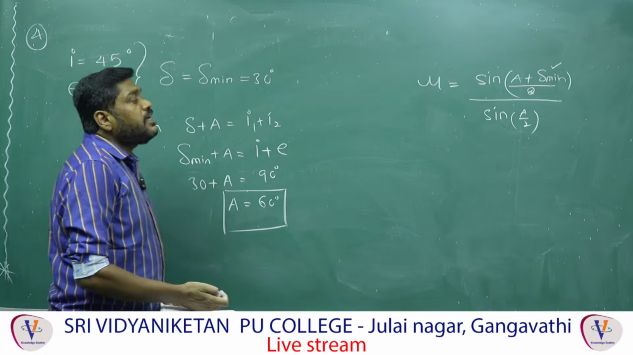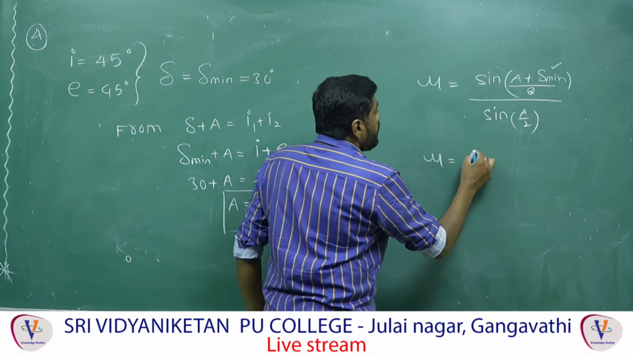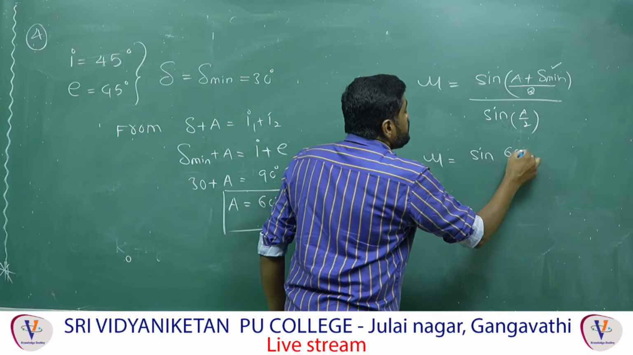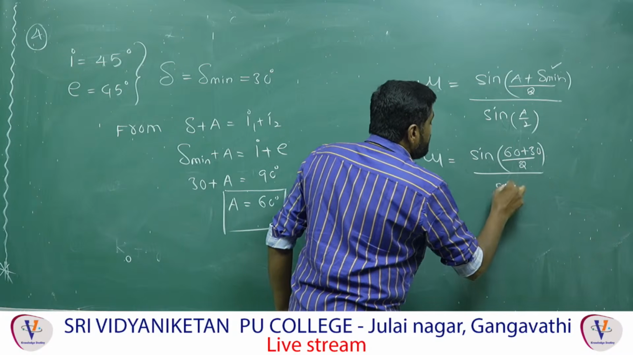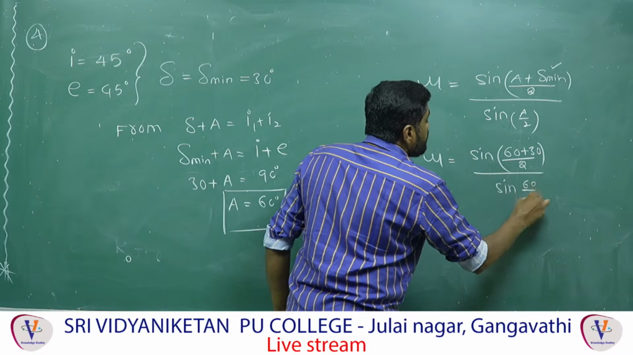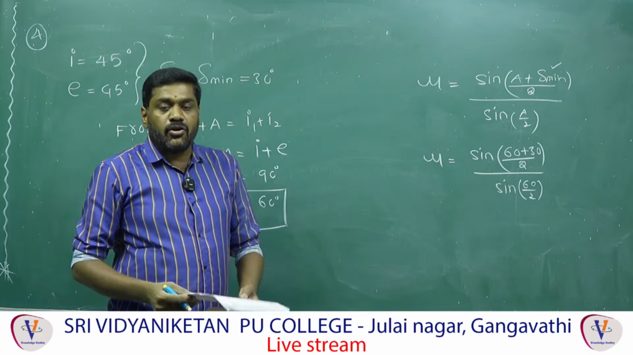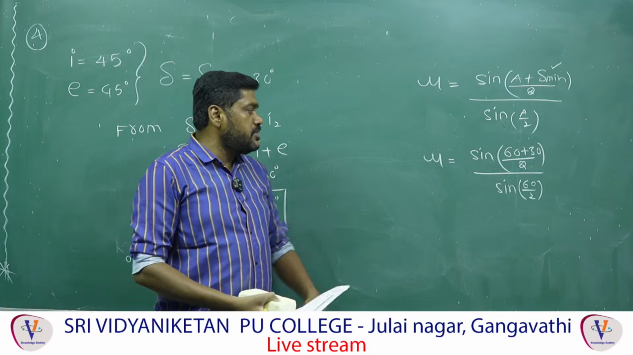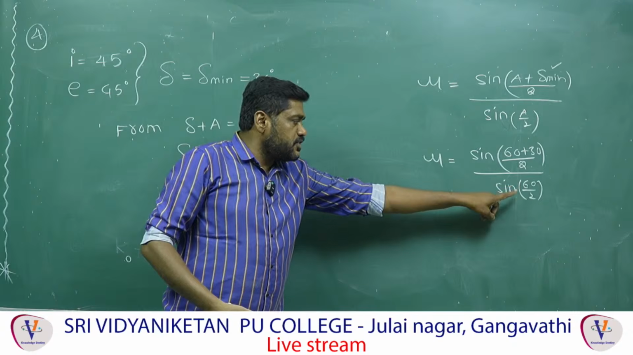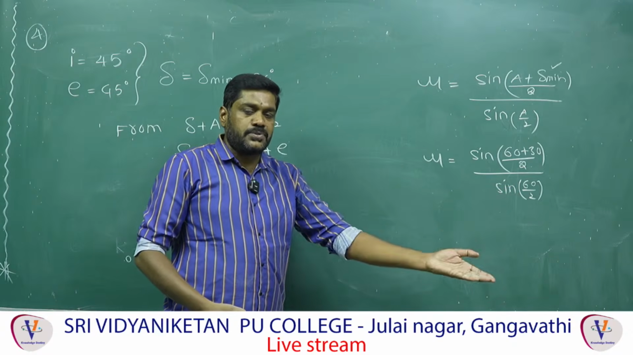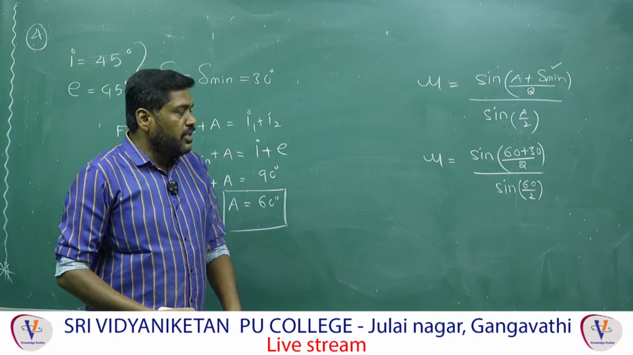Next, substitute in the formula and you will get the answer. Therefore, the refractive index mu is equal to sine of (60 plus 30) by 2, divided by sine of A by 2, that is 60 by 2, and simplify. So you will get one of the options, the third option, root 2. Because 90 by 2 is 45, sine 45 is 1 by root 2, and sine of 60 by 2 means sine 30, which is 1 by 2. The 2 goes upside, giving 2 by root 2. So 2 by root 2 can be changed to root 2. Therefore, this is the answer.